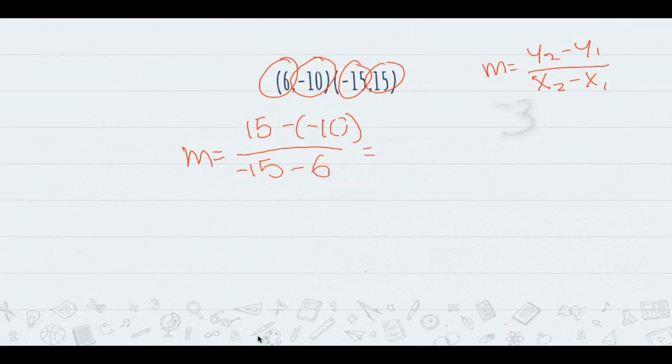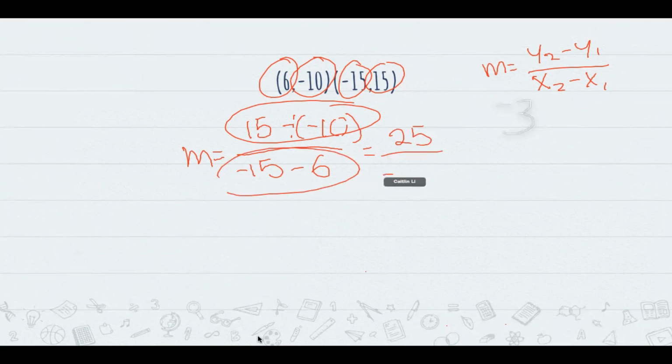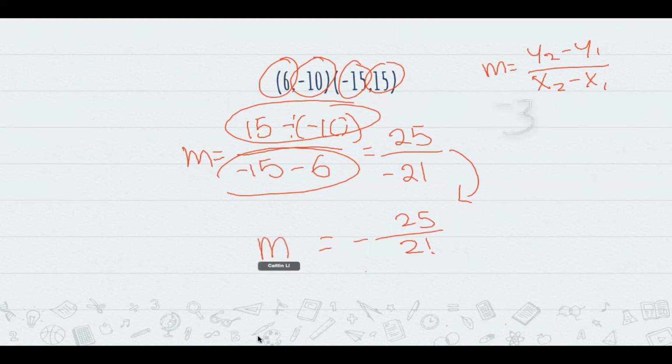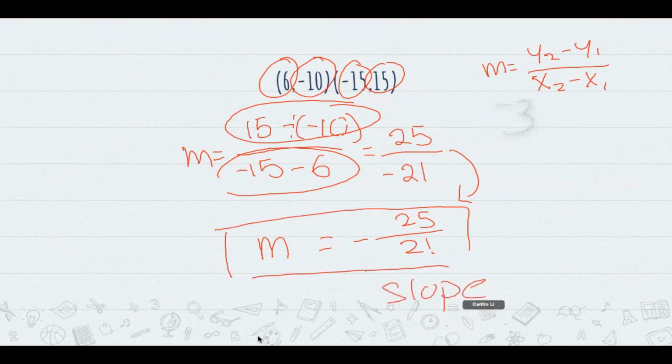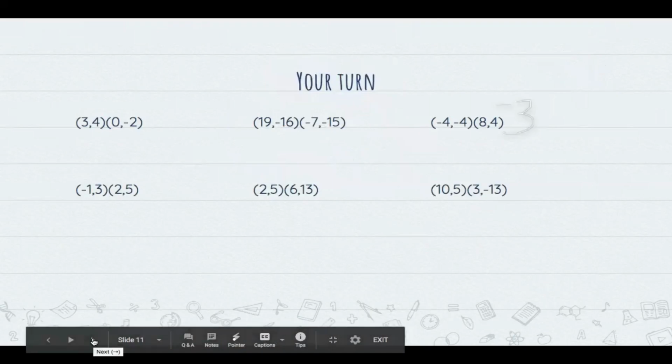15 take away negative 10. Just remember there's like an invisible one here. So these two, this part will equal 25, and this part would equal negative 21. And you can't simplify this further, so this would just be a negative fraction, and this would be our m value. So this is our slope. Now, give it a try.